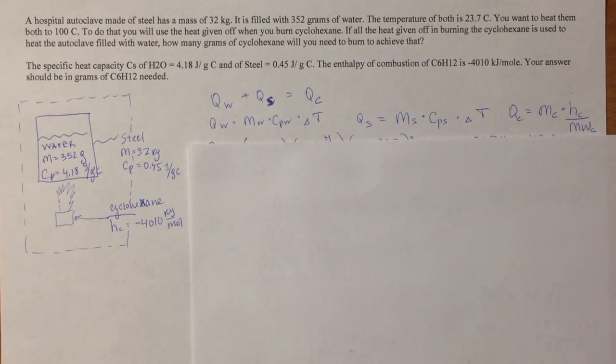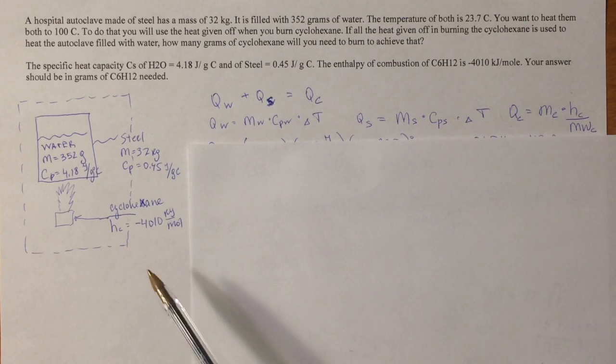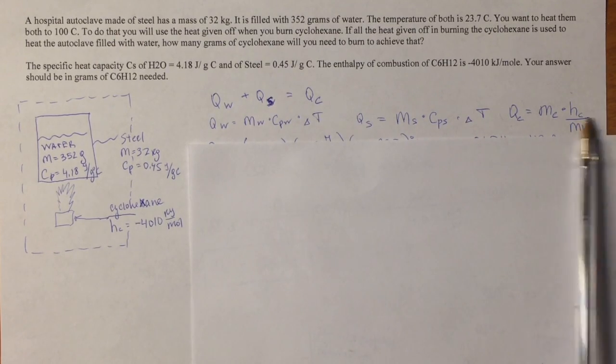Now the energy given off by the combustion process is a little bit different because we don't have the specific heat capacity. We were given the specific enthalpy for the cyclohexane, but it is shown in kilojoules per mole, not kilojoules per gram. So we'll have to convert from kilojoules per mole into kilojoules per gram. To do that, we take the specific enthalpy given to burn the cyclohexane and divide it by the molecular weight of the cyclohexane.